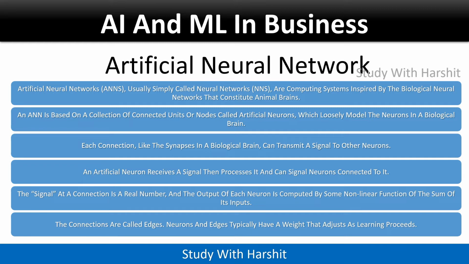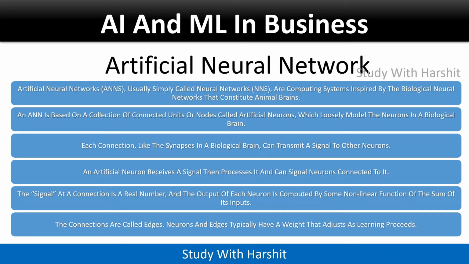The signal at a connection is a real number, and the output of each neuron is computed by some non-linear function of the sum of its inputs. The connections are called edges. Neurons and edges typically have a weight that adjusts as learning proceeds.